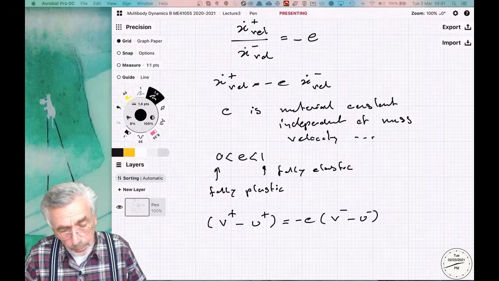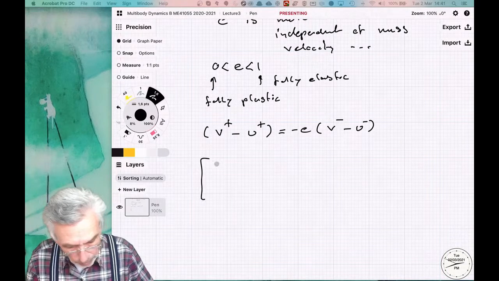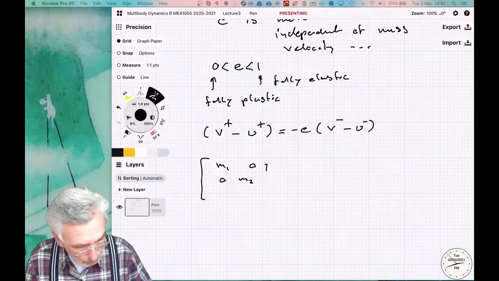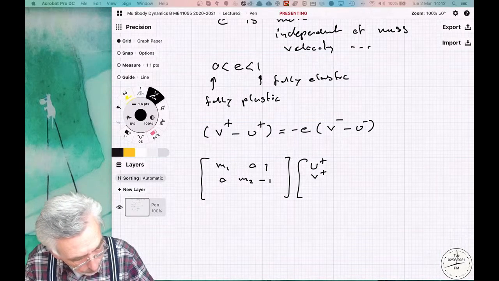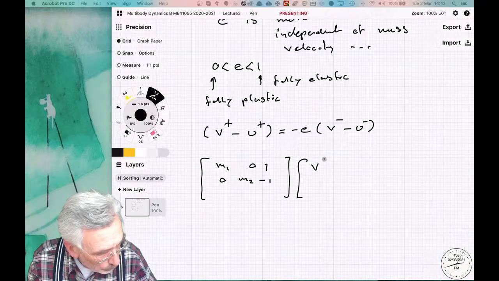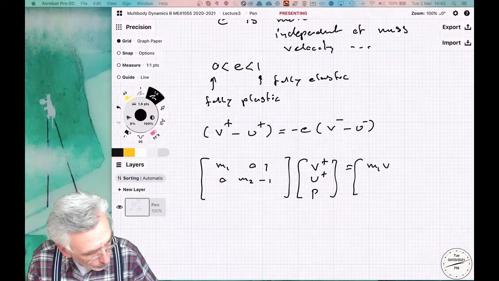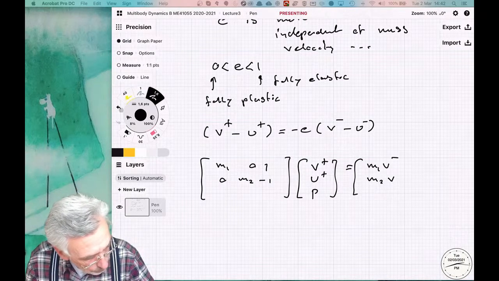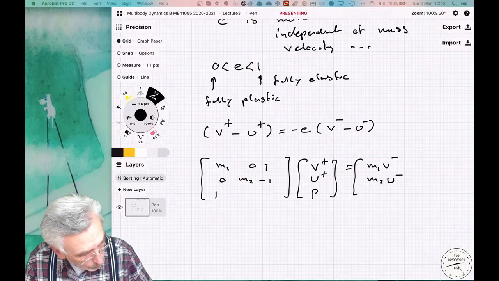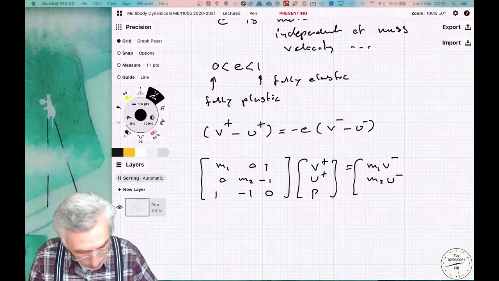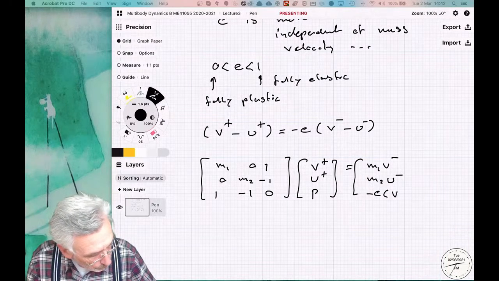So this law, together with our initial other law, we just have to supplement it. We got M1, 0, 0, 0, M2, minus 1, and then we had U plus V, other way around, sorry, V plus U plus, MP equals M1 V minus, M2 V U minus. And then the last one is this impact law, so that means 1, minus 1, 0, and then here we get just minus E times V minus U minus.